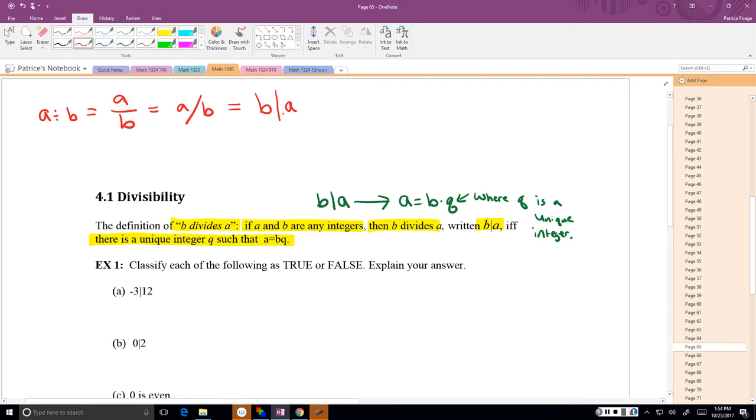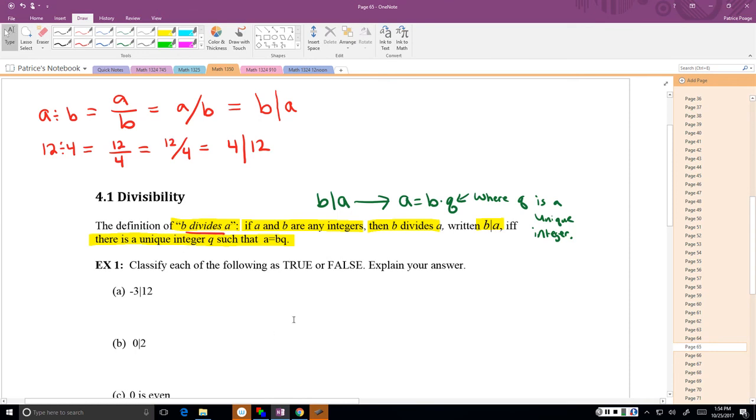So let me put some numbers with it for you for a second. We could do 12 divided by 4. That's a perfect little division problem, which is the same as 12 divided by 4, which is the same thing as 4 divides 12. Okay? It's called divides.